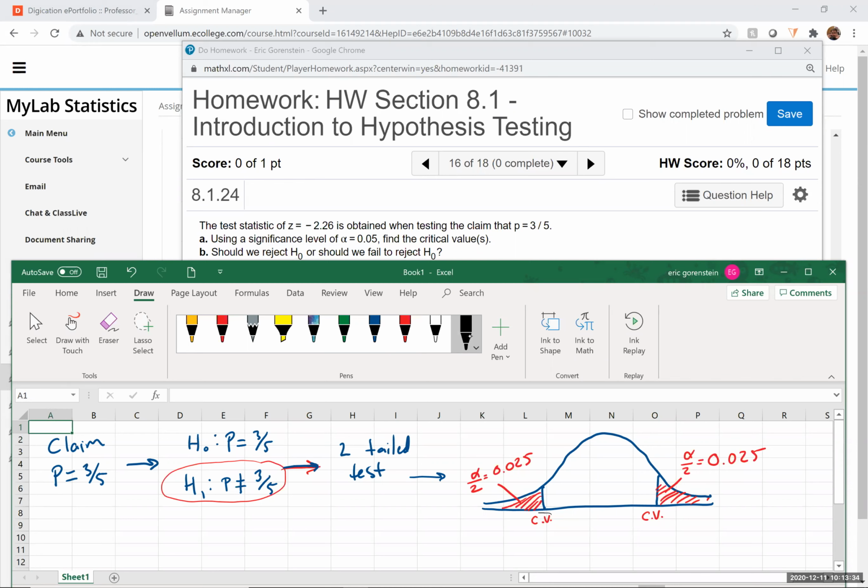So if you wanted to find this one, for example, you would use equal NORM.S.INV, and the area to the left of this critical value, that's half of alpha, 0.025.